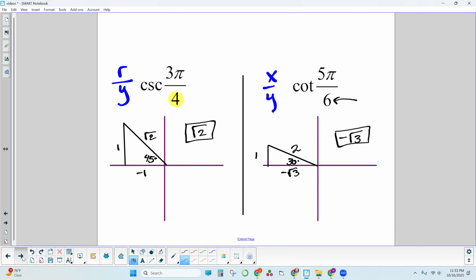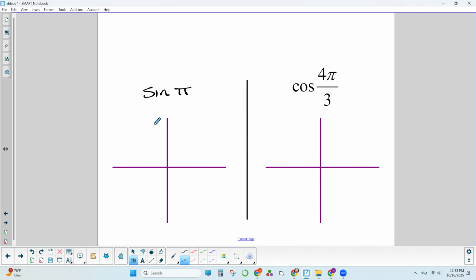All right, let's look at a few more. What is sine at pi? Well, we know where pi is. Pi is right here. Remember the coordinate at pi is negative 1, 0. That's x, that's y. The radius is always 1 when we're looking at the unit circle. So sine is y over r, and y over r is 0.